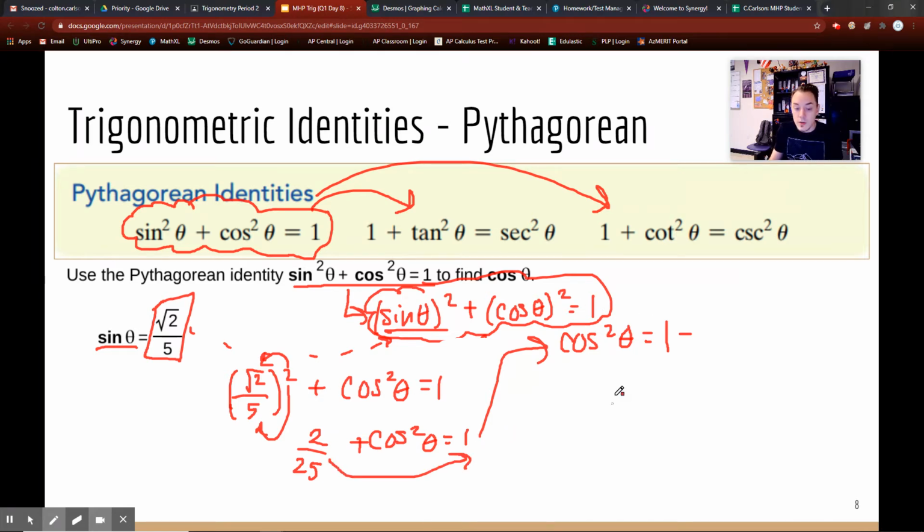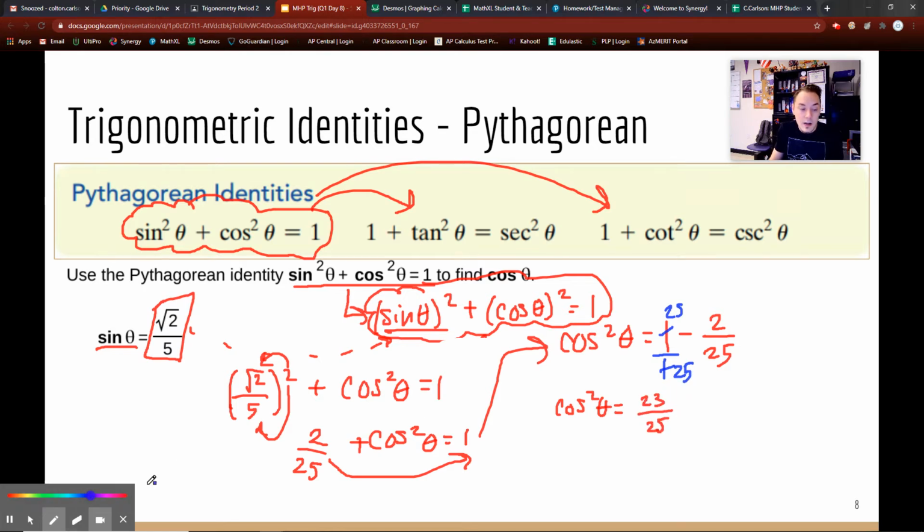Subtract your fraction over to get minus 2 all over 25. This will become a different fraction. So this is all over 1, times 25 gives you 25. So what do I have left? I have cosine squared theta equals 25 minus 2, which is 23, and then, of course, my common denominator is 25. Now, because this is squared, I do the inverse operation of squared, which is square root. Those go poofy.